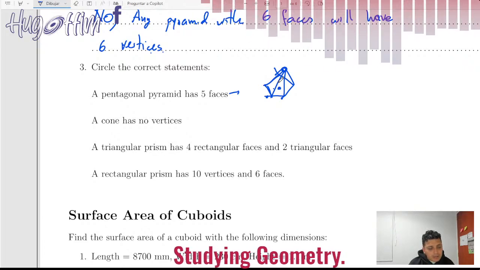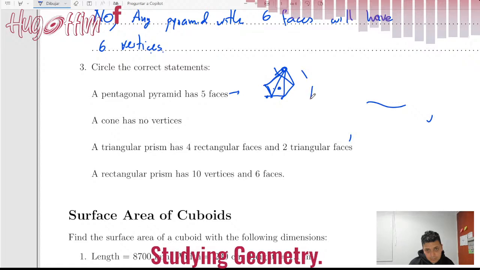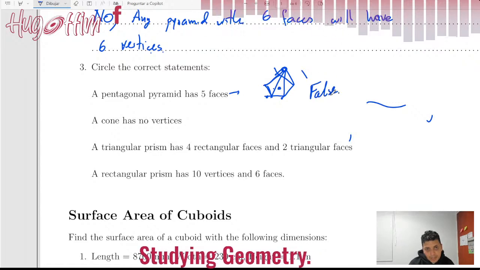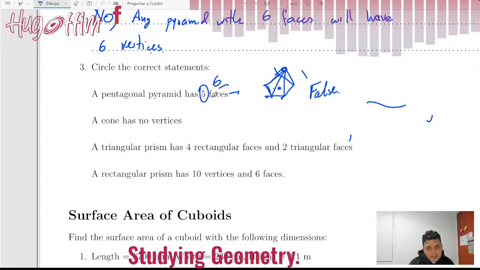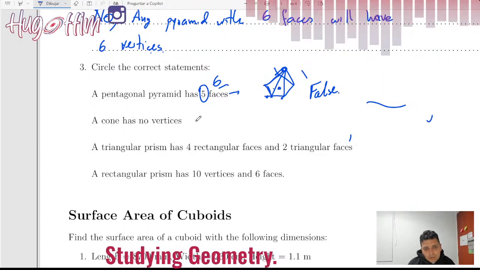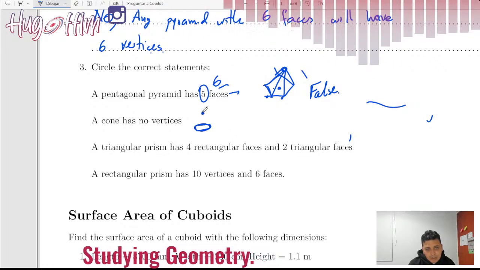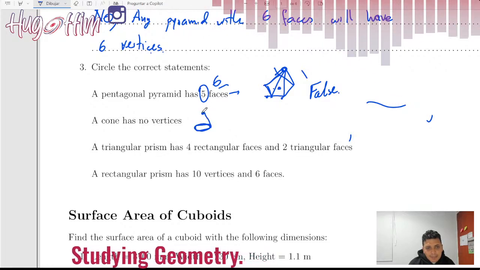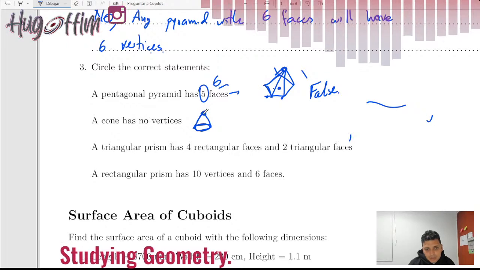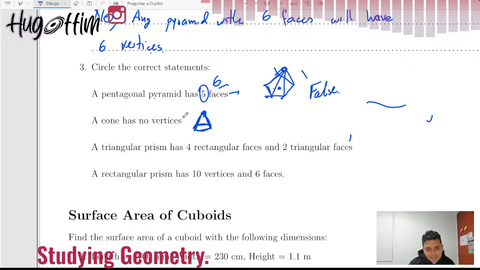Okay, we know that it's false already. It's going to have 6 faces. A cone has no vertices. No, a cone has 1 vertex, because a cone has a circular base. Here we have a vertex that we can also call the apex, but it's a vertex, it's a point. So it's going to have 1 vertex.